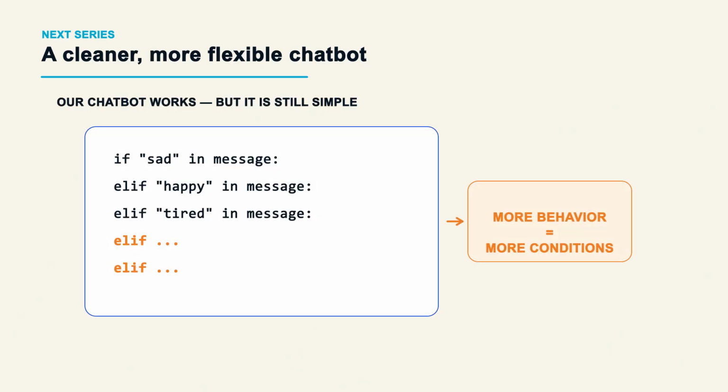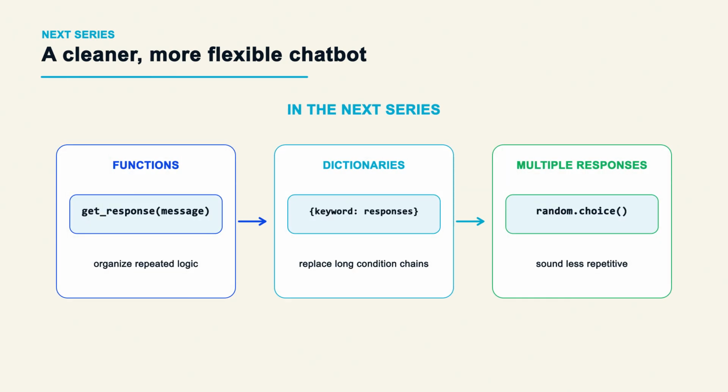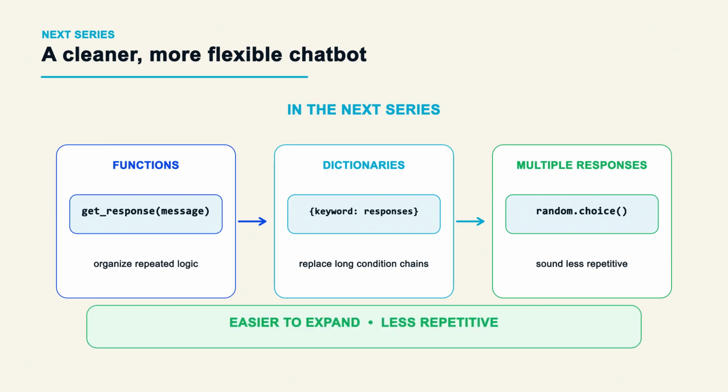Our chatbot works, but it is still very simple. Adding new behavior means writing more and more conditions. In the next series, we will make it cleaner and more flexible. We will organize repeated logic inside functions, including one called getResponse, store keywords and replies in dictionaries instead of long condition chains, and use random choice to select from several possible responses. That will make the chatbot easier to expand and less repetitive.